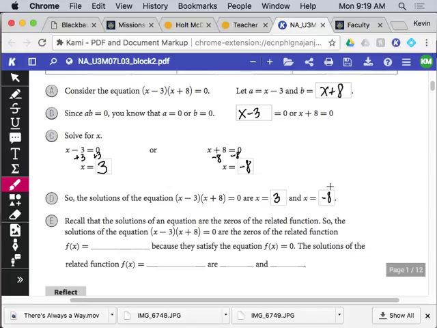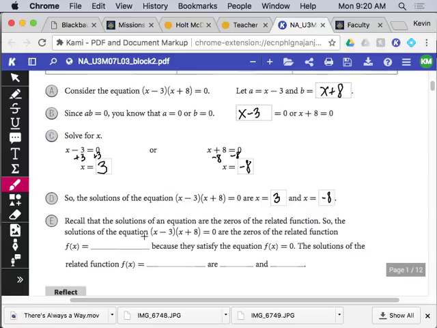You guys have done that before. Most of the time, you would just see this and be like, oh, okay, I know what to do. I just set this one equal to 0, and I set this one equal to 0, and I solve. So you've done this many times before. Now we're just giving it a name. It's called the zero product property. The reason you can do that is because the zero product property exists. And it says, if this times this is equal to 0, then either this is equal to 0 or that is equal to 0.